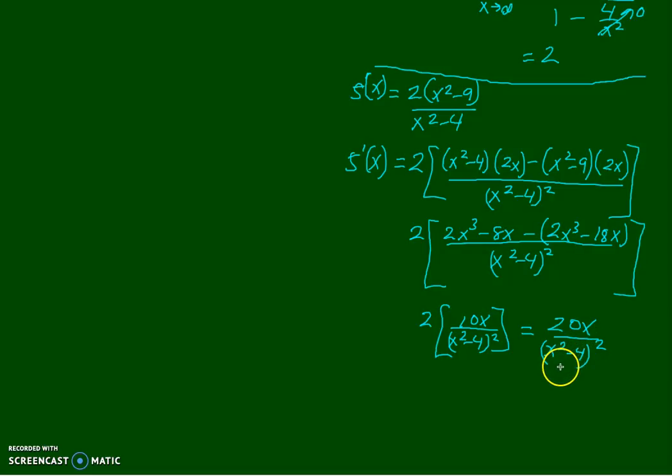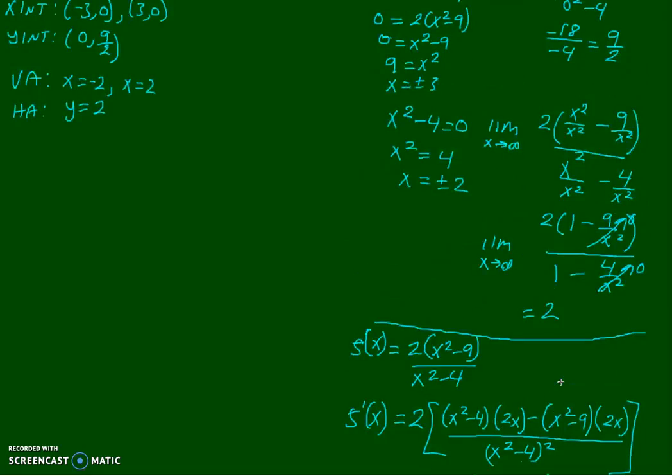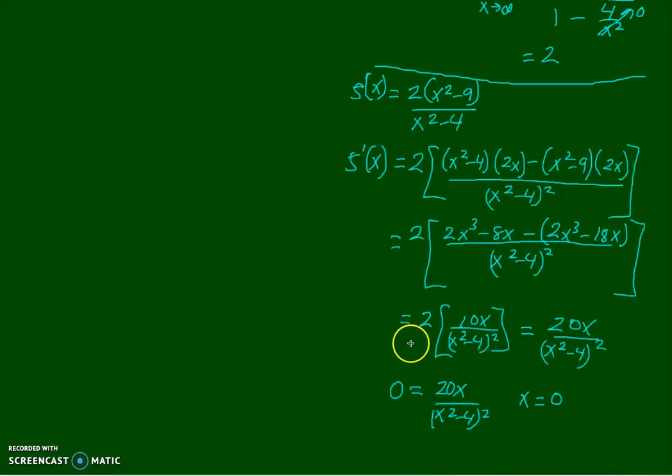Now to find our critical numbers, we would set our first derivative equal to 0. This, by the way, is the first derivative, of course. So we set the first derivative equal to 0, and the denominator goes away, and our x equals 0. So x equals 0 is our first critical number.